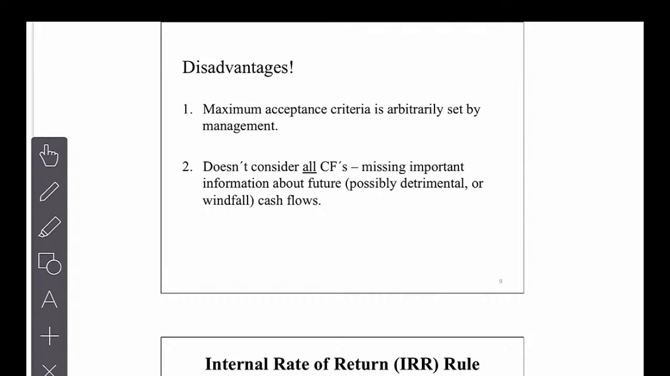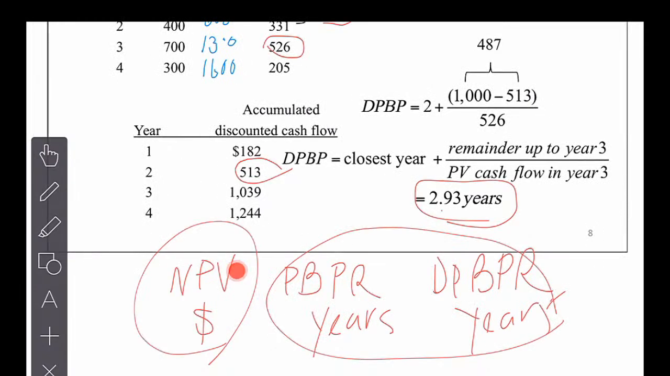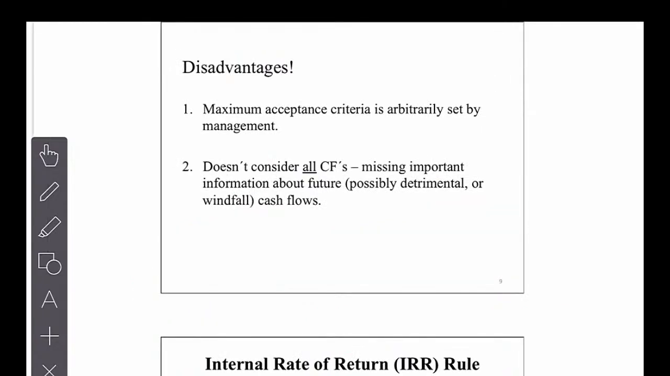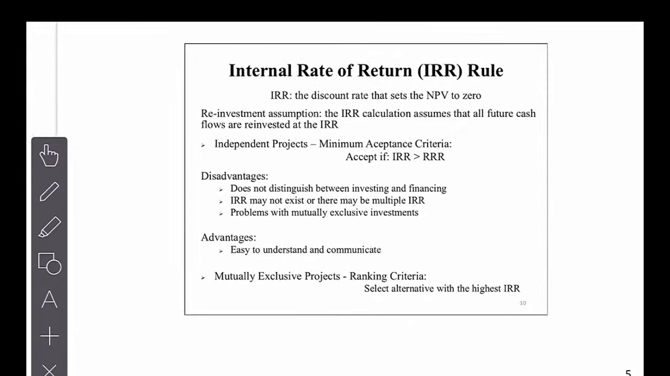That brings us to internal rate of return. Whereas NPV gives you a dollar amount, the payback period rule gives you years, and the discounted payback period rule gives you years, internal rate of return gives you a percentage.